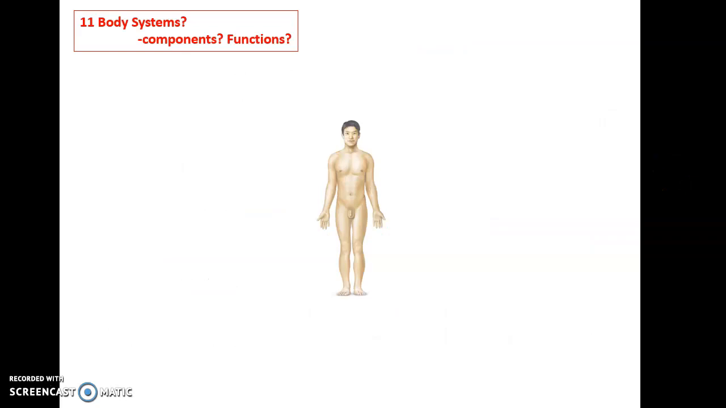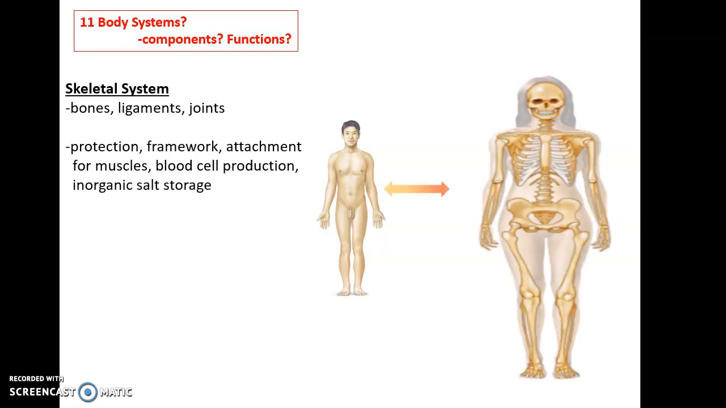All right, 11 body systems. That is how many we currently have established. This is what we'll be covering in your 2 semesters of this course. First up, the skeletal system. Skeletal system includes the bones, joints, and ligaments. Its functions include protection of underlying organs. Skeletal system provides a framework for our body, attachment site for muscles to allow movement.